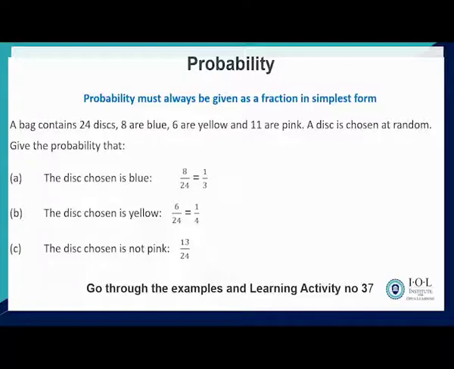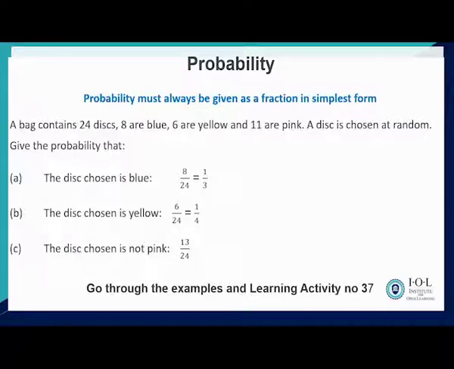Your answers must be in a fraction in simplest form. So you have to simplify it. And a decimal is not a fraction in simplest form. You have to give it as a normal fraction, as a vulgar fraction, not a decimal fraction.